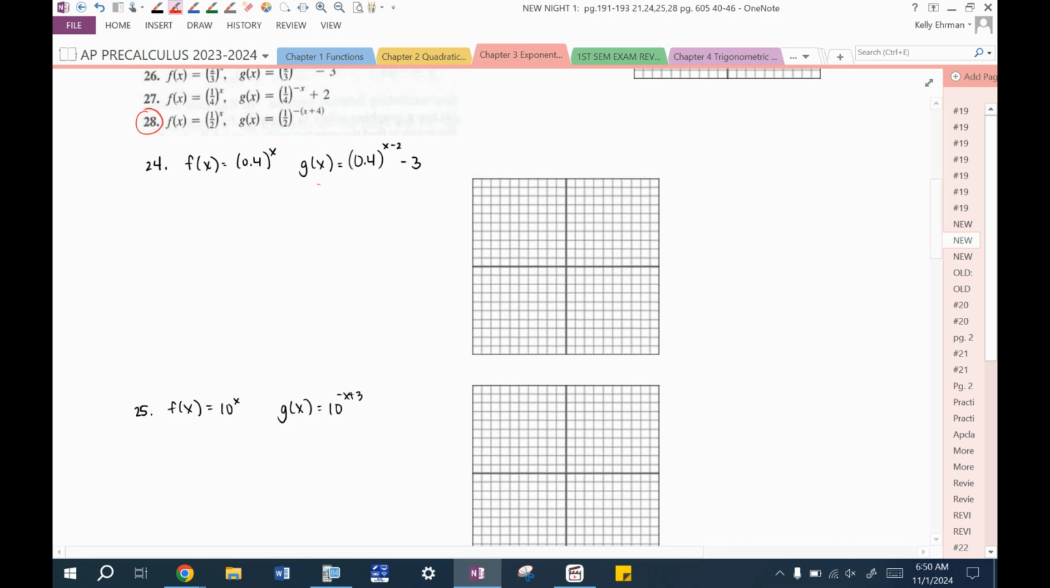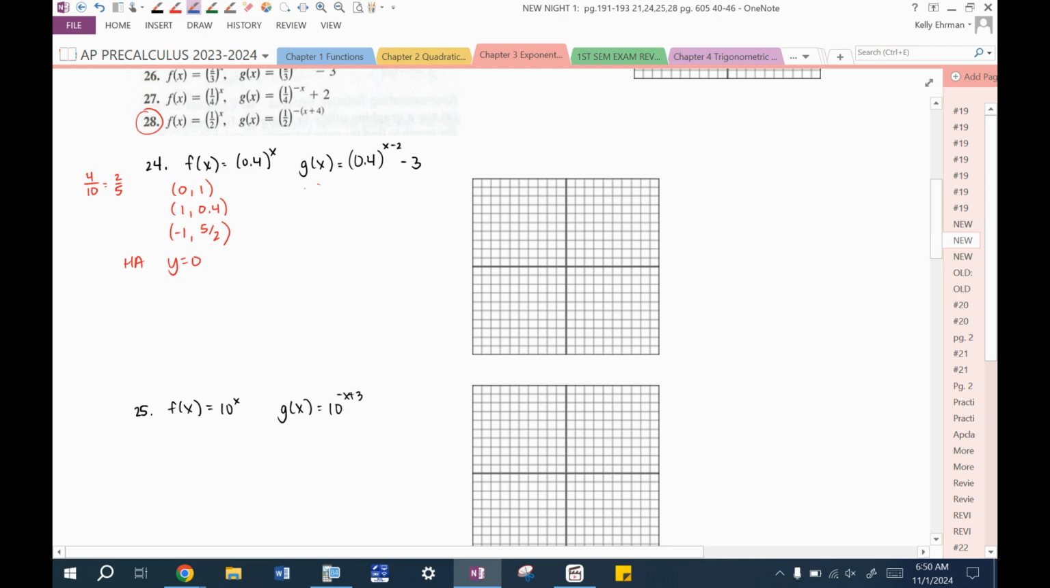For the second graph, same idea. So the original is 0.4 to the x. So nice points would be (0, 1). When you plug in 1, you get 0.4 or 4/10. When you plug in -1, what's the reciprocal of 0.4? So remember, 0.4 is 4/10, which is 2/5. So when you raise 2/5 to the -1 power, you get 5/2, or 2.5. And again, it's got this y equals 0 horizontal asymptote.